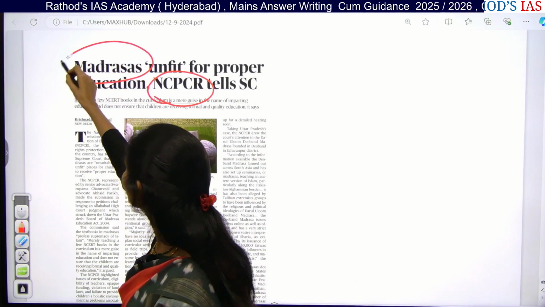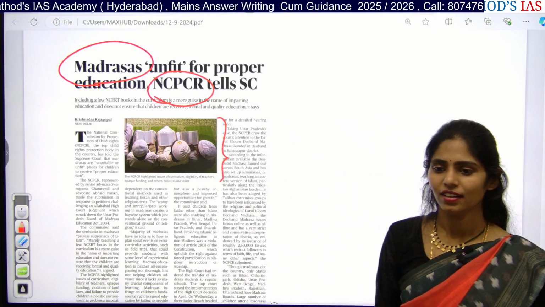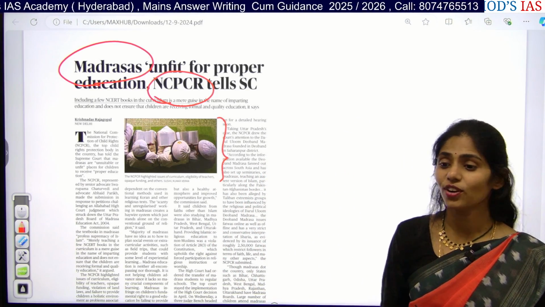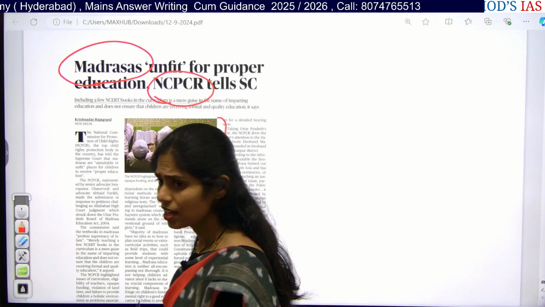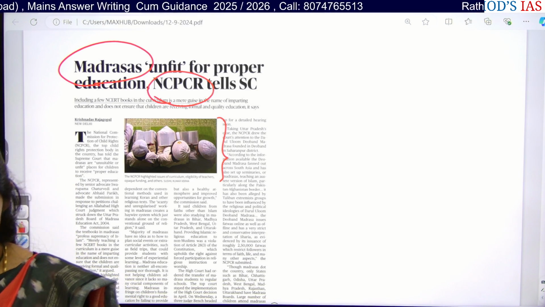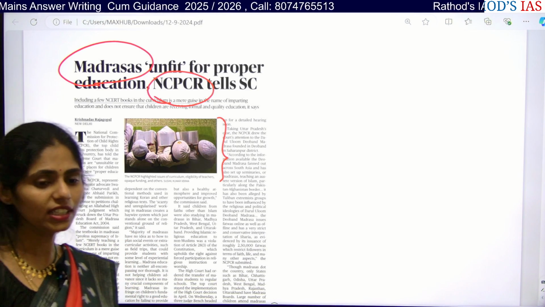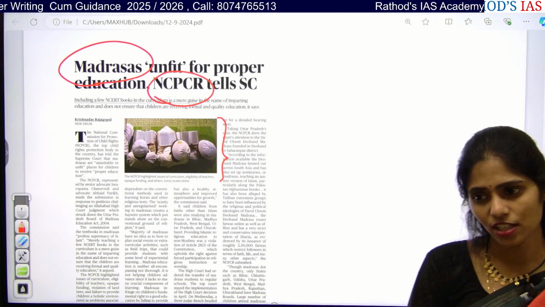So what are these madrasas? See this image. Who are they? Okay, so what is this about? In our earlier classes also I spoke about this. What are these madrasas? Yes, they are schools for Islam, and they teach only the Quran. There will be no basic education in those schools.